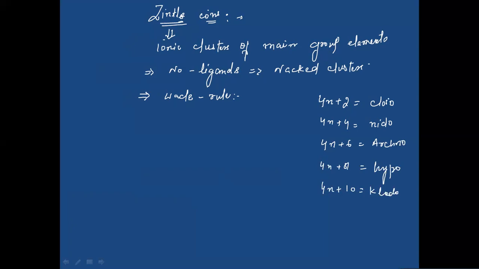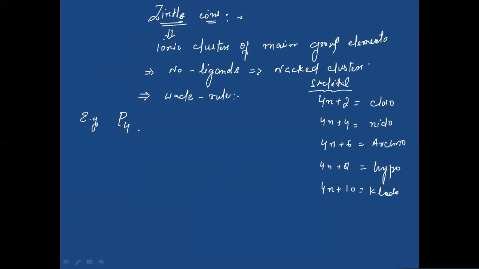So we can determine whether the structure is closo, nido, arachno, hypo or clado by determining the skeletal electron pairs. After determining the skeletal electron pairs, we can determine their structure. For example, let us take the first compound, that's P4. We have to determine its structure.